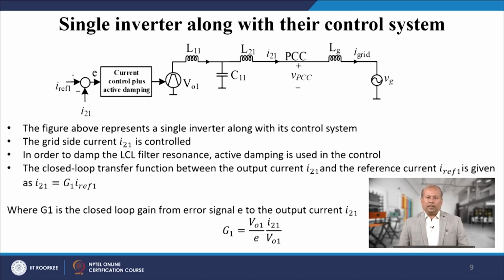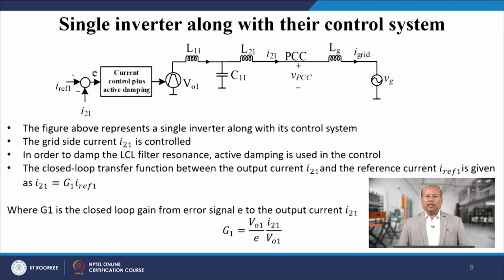Firstly, let us understand a single inverter system connected to the grid through an LCL filter. In the single line diagram shown, the inverter is represented by a voltage source V01. This voltage is the pole voltage or inverter output voltage. L11, L21 and C11 are the LCL filter parameters. LG is the grid impedance, whereas VG is the grid voltage source. Here we are controlling the grid side current I21.